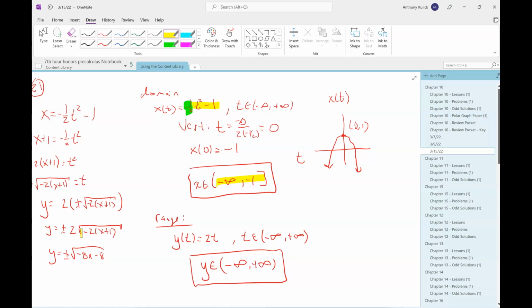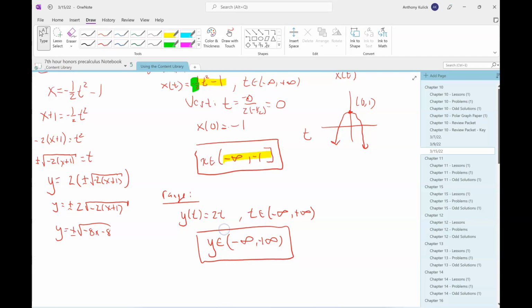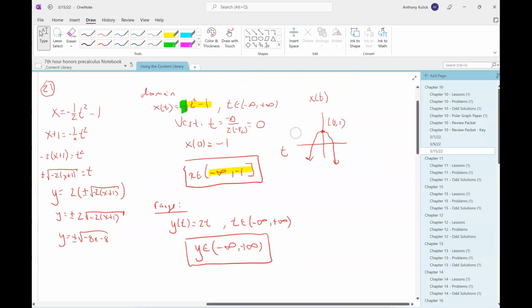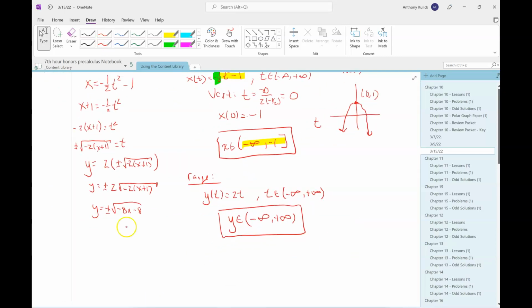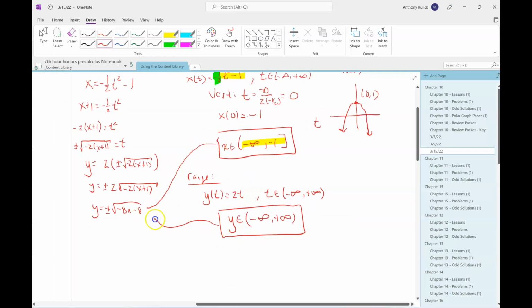So if it was on a regular plot, they would be flipped. If the x-axis was horizontal and the y-axis was vertical, the domain and range would be flipped. So if we were talking, those are the domain and range for this.